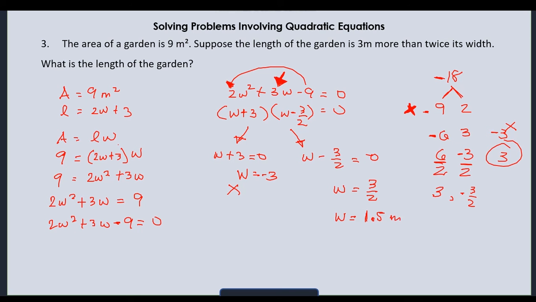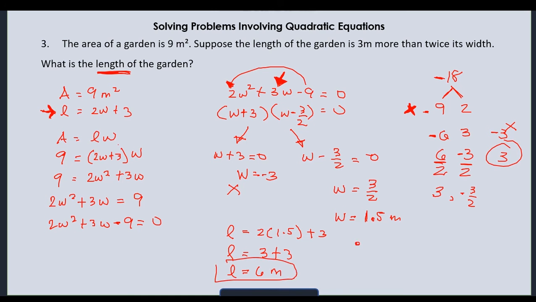But the question here is to look for the length of the garden. So to look for the length, let's go back here. We'll be using this formula. So just copy that one. Length equals 2, and then W is 1.5, plus 3. So the length is equal to 2 times 1.5, which is 3, plus 3. So length is equal to 6 meters. So this is our length.